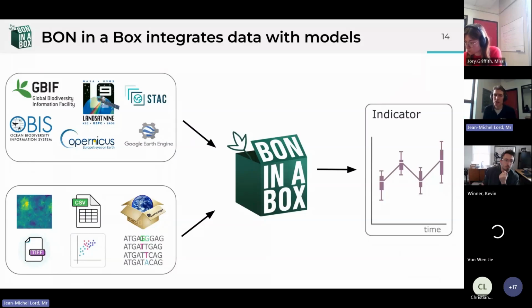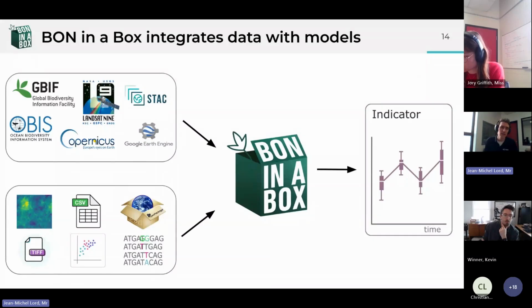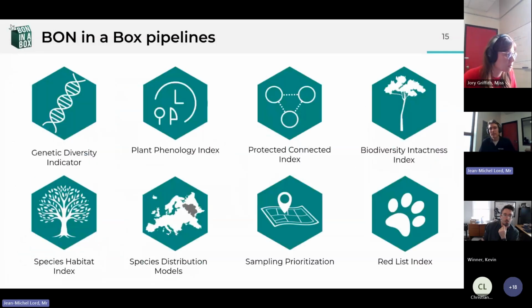But the pipelines can always be modified. So if you have, let's say, a very, very specific format of local data, you could always put in a script that does what you need in order to import this data into Bon in a Box. So these are the first pipelines we officially have. More coming, especially with this workshop. I'm eager to see what will happen.